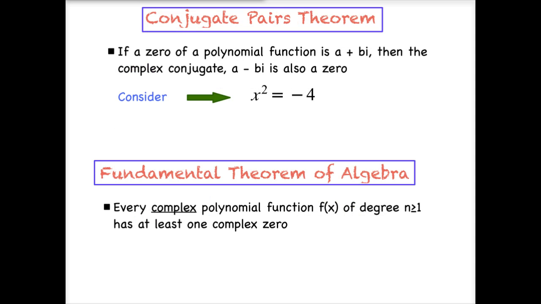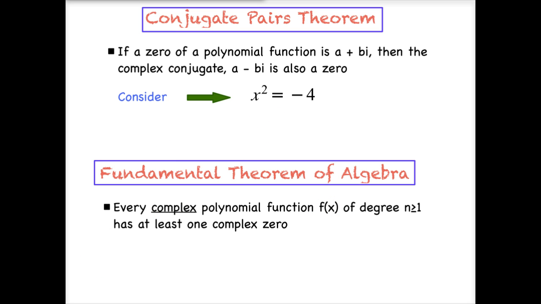If a zero of a polynomial function is a plus bi, and if you remember, that's a complex number where a is the real number and bi is the complex portion. It has the imaginary number. Then we know that if we have a plus bi, we have to have a complex conjugate of a minus bi. Let's think about why that is.